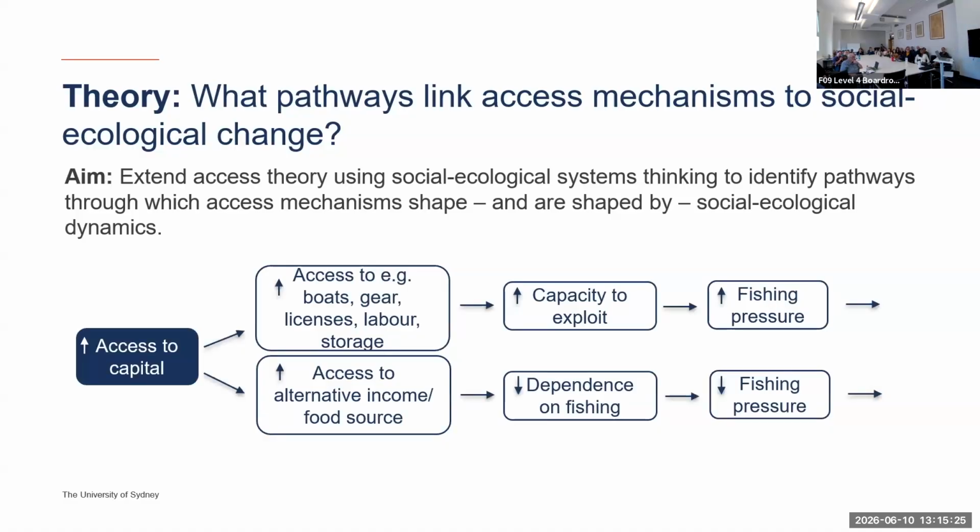So, just as an example, you might think about an increased access to capital could lead to an increase in access to these mechanisms we talked about, like technology, labor, storage, these kinds of things, which could increase your capacity to exploit, increase fishing pressure, which in turn will have certain ecological outcomes, which will then feed back to impact access. Or you could hypothesize that increased access to capital would lead to increased access to alternative incomes, which would lower your dependence on fishing and might lead to reduced fishing pressure, which would have its own ecological impacts and feedbacks.